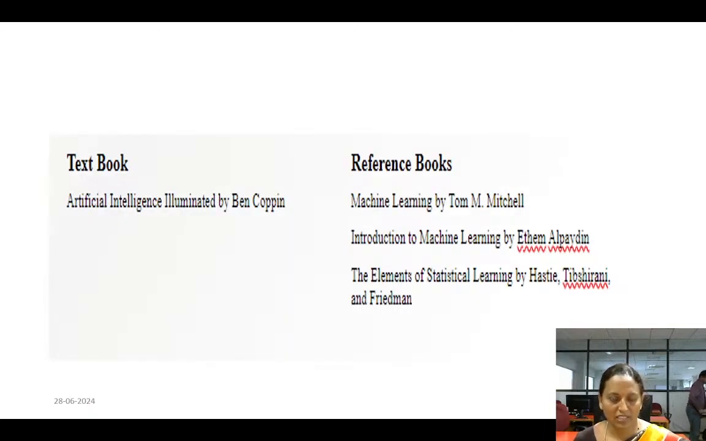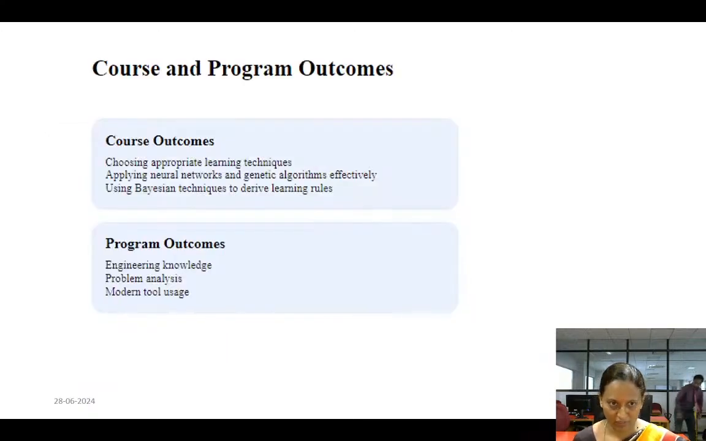We have the standard textbook preferred for this, that is Ben Coppin. Apart from that, a few concepts have been taken from Tom Mitchell, which is also a standard book, and you can have the reference books as Ethem Alpaydin, and also we have Hastie as a reference book. But mainly we are going to concentrate on two textbooks, that is Ben Coppin and Tom Mitchell, where most of the contents of the course syllabus are covered.